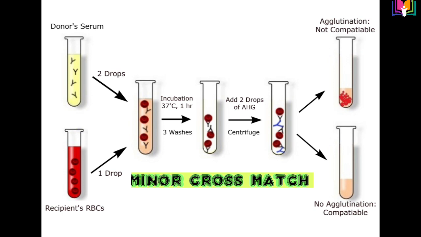If there is agglutination, it means the donor and recipient blood is incompatible, they are not compatible and we cannot transfuse. But if there is no agglutination, it means the donor and recipient blood is compatible with each other and we can transfuse.